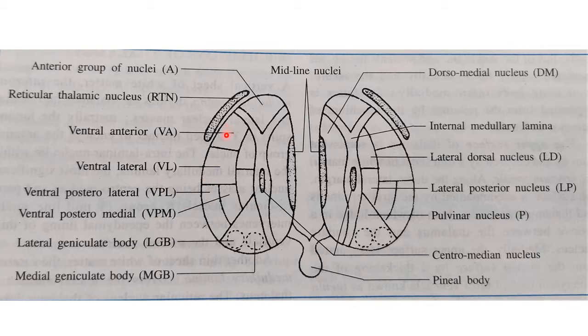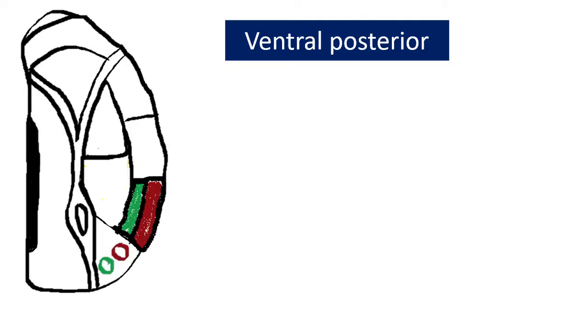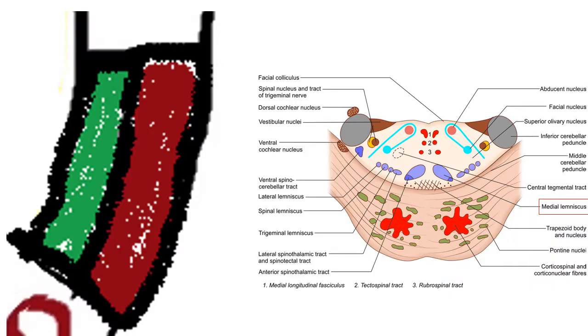In this lateral group we have already discussed the ventral anterior and ventral lateral, and now we are moving to the ventral posterior group. This ventral posterior group is again divided into two parts: ventral posterolateral and ventral posteromedial groups. So coming to the ventral posterolateral group, the ventral posterior group is divided into two parts: medial group and lateral group. And this part we are going to separate, and we are seeing over here.